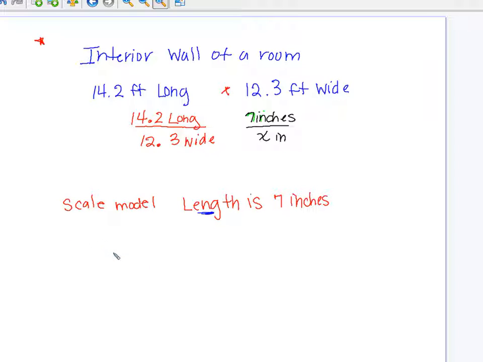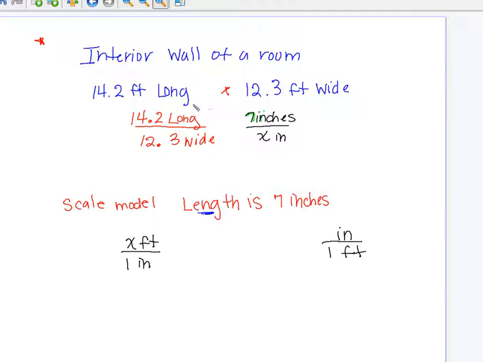Part B says what unit on the model equals 1 foot. Now students can figure out, they want to either figure out how many feet are in 1 inch, so X amount of feet in 1 inch, or how many inches represent 1 foot. I'll accept either answer. Let's show you how to set this up.